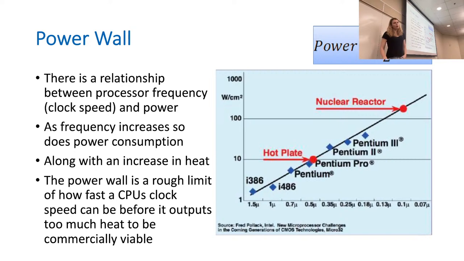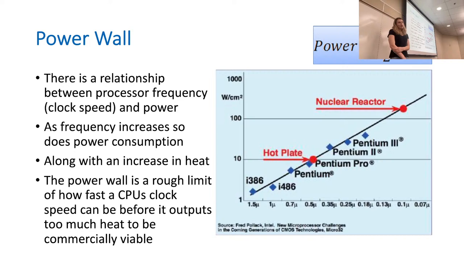What the hell is that? Well, there is a relationship between processor frequency and power. As frequency increases, so does power consumption. I have a little formula there. Basically, it is a cubic relationship, because when the frequency goes up, the voltage is squared. So there is a drastic increase in power consumption as we increase the frequency of our CPUs. And this is what causes a problem.